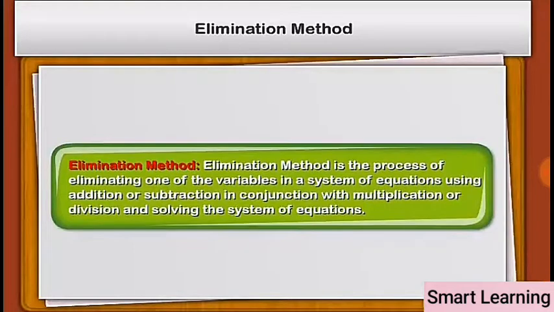Elimination method is the process of eliminating one of the variables in a system of equations using addition or subtraction in conjunction with multiplication or division, and solving the system of equations. This method is sometimes more convenient than the substitution method. Let us see how the elimination method works with an example.